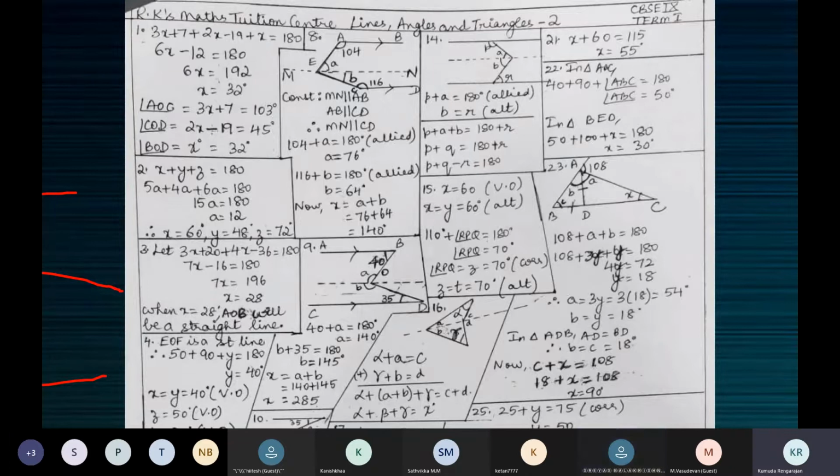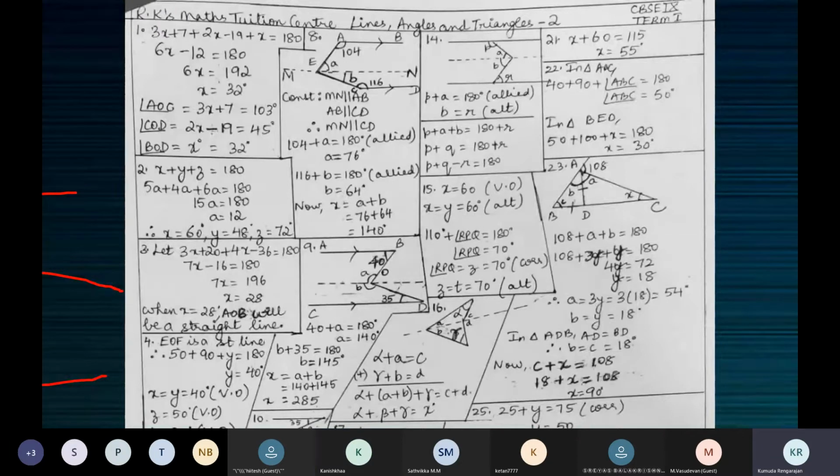Okay, Kanishka. Ma'am, EN and CD are parallel lines, and EC is a transversal. Sorry, MN. Parallel lines, transversal. The parallel lines are MN and CD, and the transversal is EC. Which are the allied angles? Angle B and 116 degrees, ma'am. They're allied angles, they're supplementary.